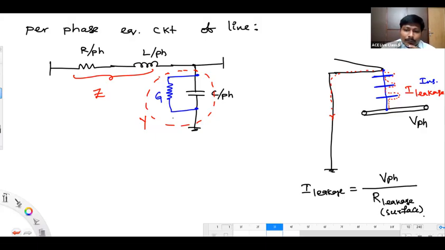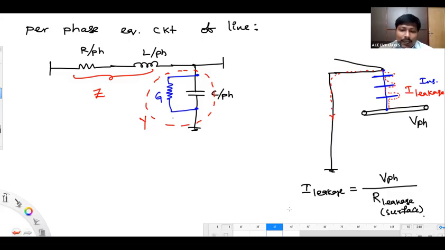All of you getting my point? Please tell me. What I said now: corona is an energy loss. Why? In the sense, we have an ionization on the conductor surface. It's a light. Light is a form of energy which we are not using for any purpose. So it's a loss.